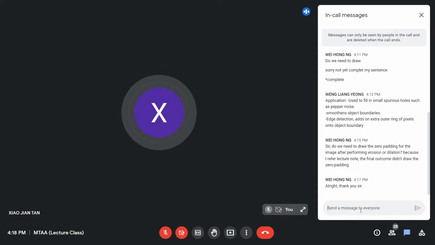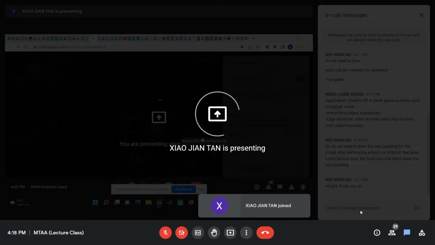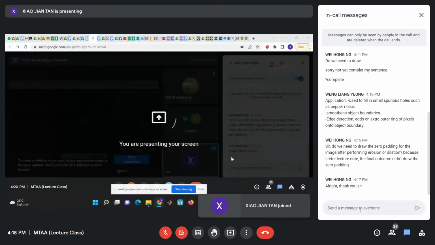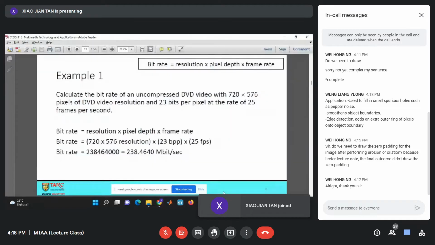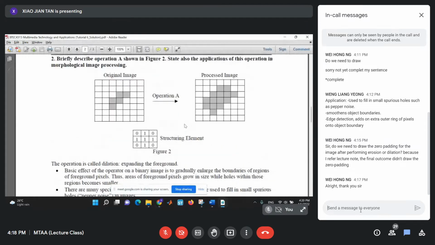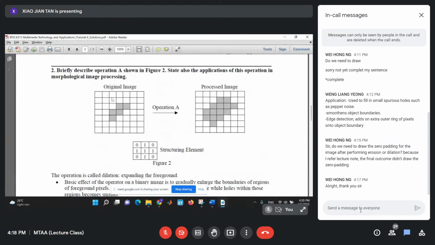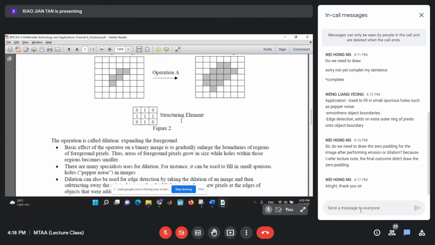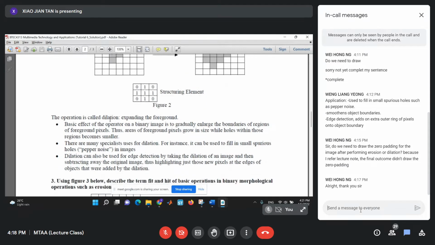Okay, just FYI. All right, so let me share the screen. So this is the question. It is very obvious that you have a smaller region, and after applying operation A, you get a larger region. So this is the structure element, and the operation is called dilation.